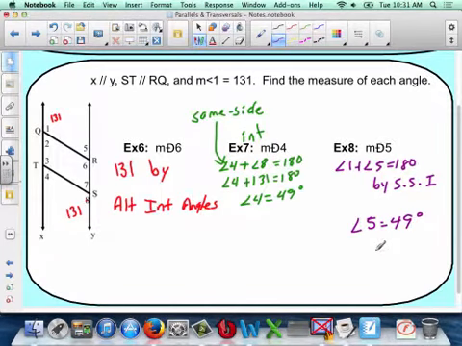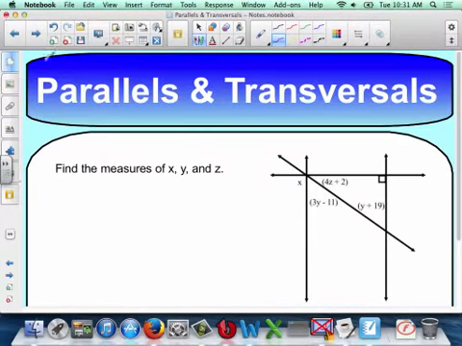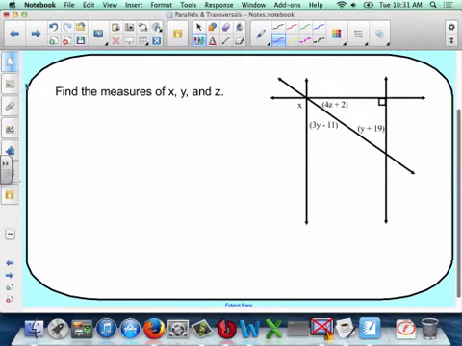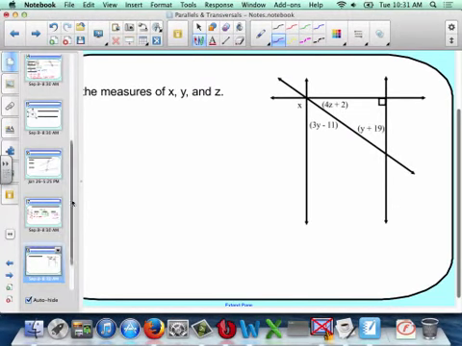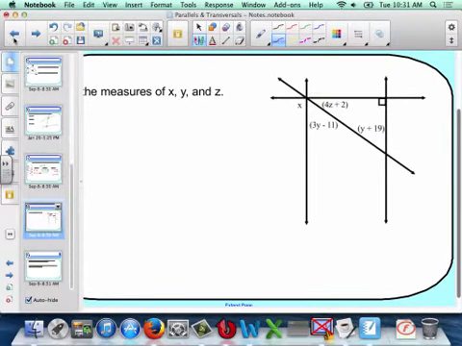Angle relationships. I think we're good, Mr. Thomas. Oh, I think we should do another one. Oh, that's so right. I don't know how to do this.